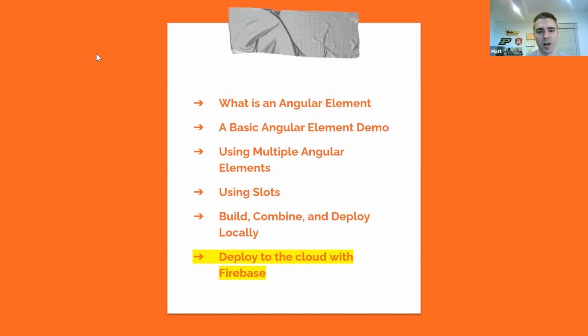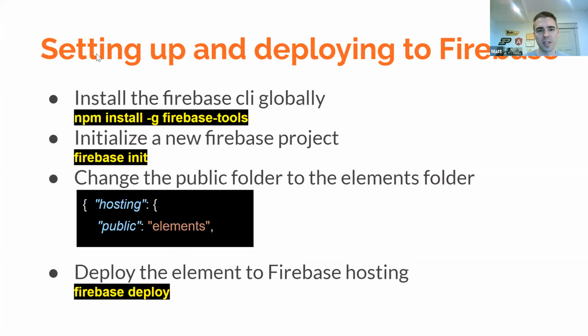And then the last thing I'll talk about is how to deploy this to the cloud. In this case, Firebase, but I'm sure Azure and AWS have very similar methods as well. We'll install the Firebase CLI globally, or I guess you would have to do that. I've got it installed already, but it's a pretty simple command. Then you'll initialize a new Firebase project, and we'll point to that elements folder when we initialize the project. And then we'll deploy to Firebase.